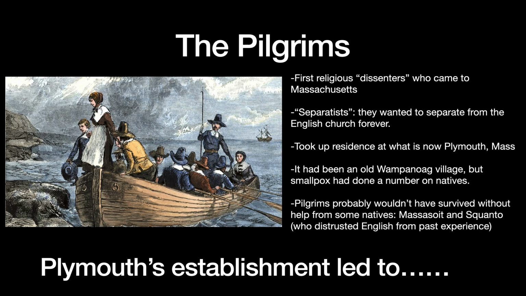And that had been an old Wampanoag village. That was the native tribe that had been around. And people knew where they were because British tradesmen had made contact with these natives a long time before all this. But smallpox, like it had in lots of other places, had done a number on these natives.